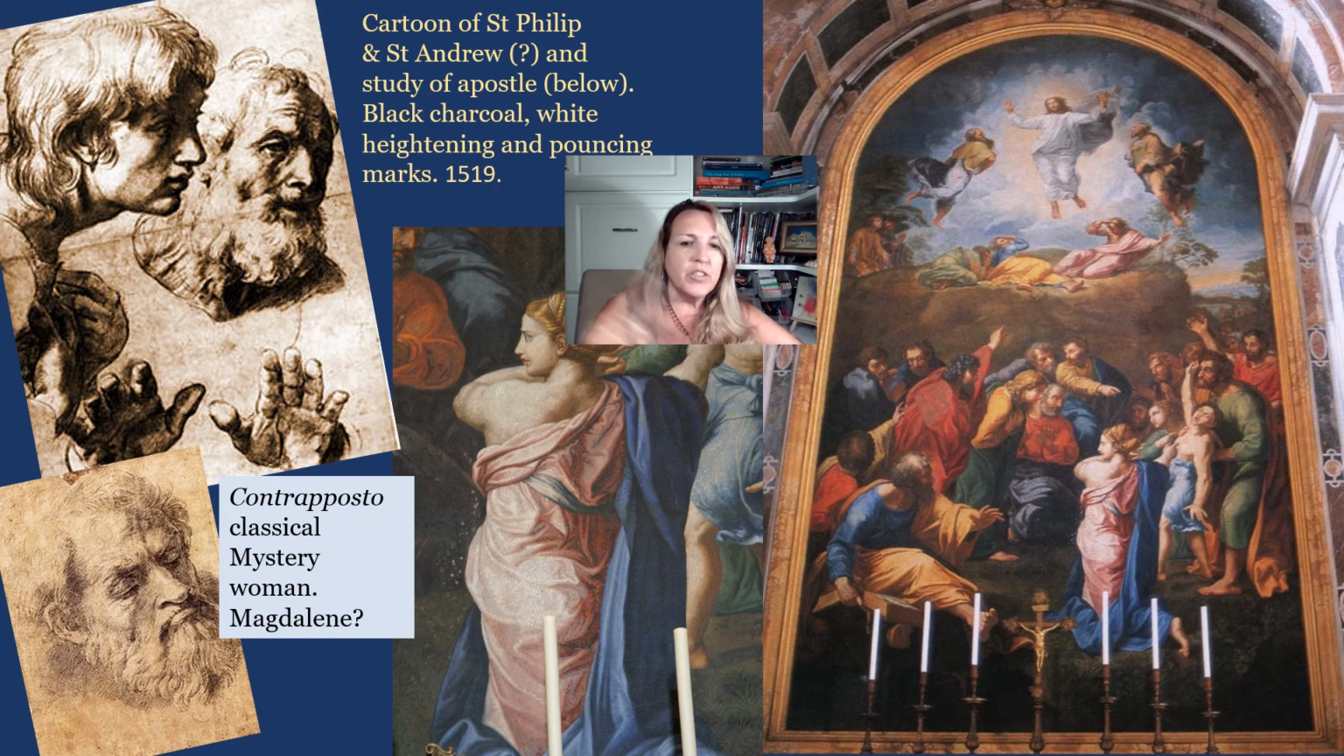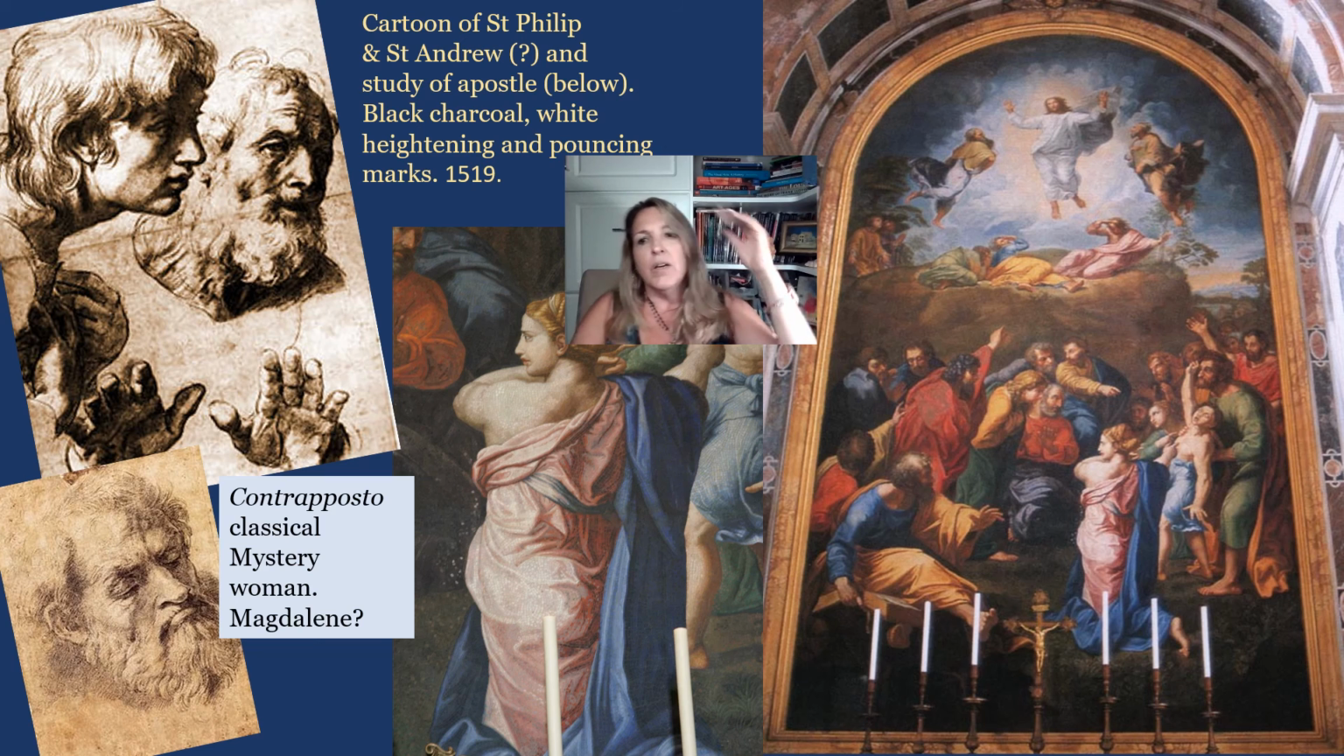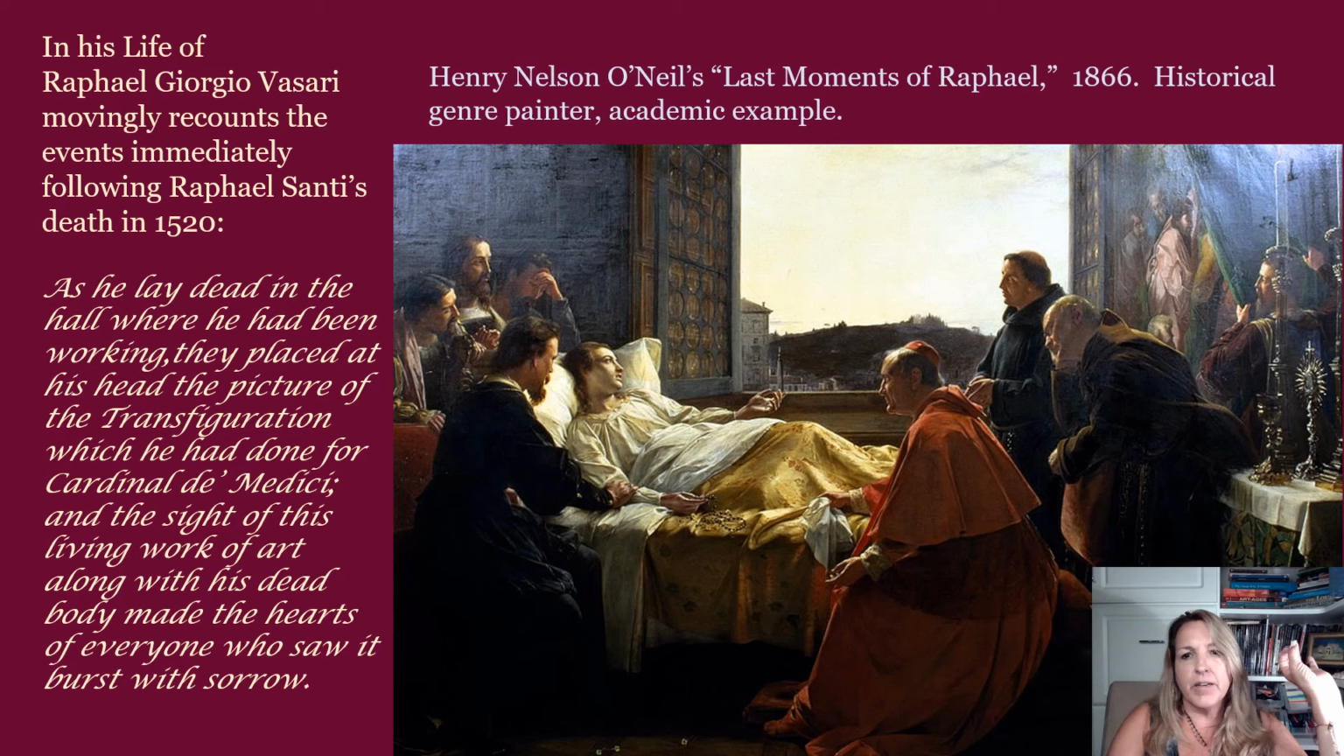So she's also in an interesting contrapposto pose. That's that slight S to show the skill of the painter or the sculptor, this S curve, which means weight shift. So, cartoon of St. Philip or St. Andrew, and study of apostle, black charcoal, white heightening, and pouncing marks. Pouncing marks are little marks that were actually made in the cartoon to transfer it, a means of transferring these cartoons to a work. So sometimes you actually can see these tiny marks.